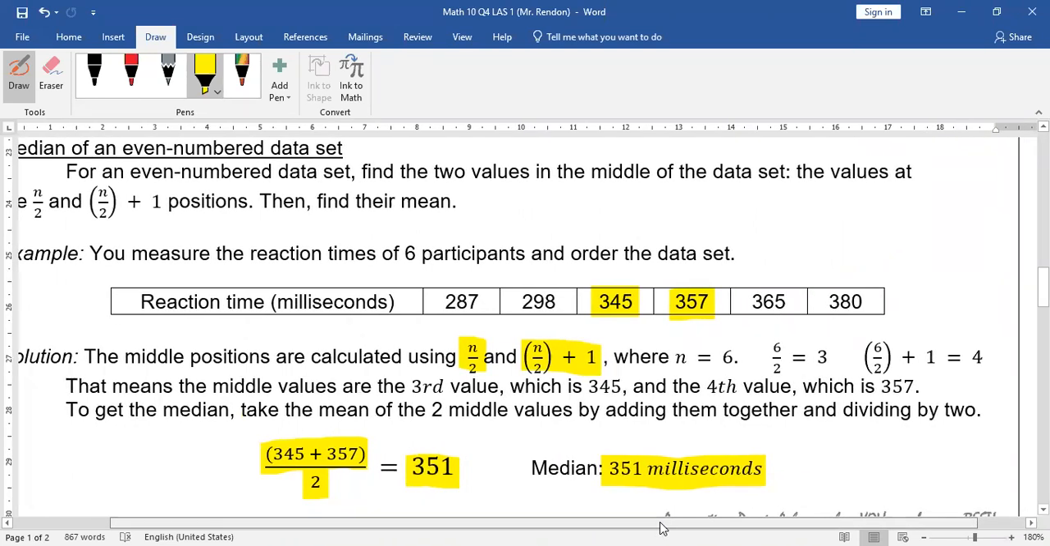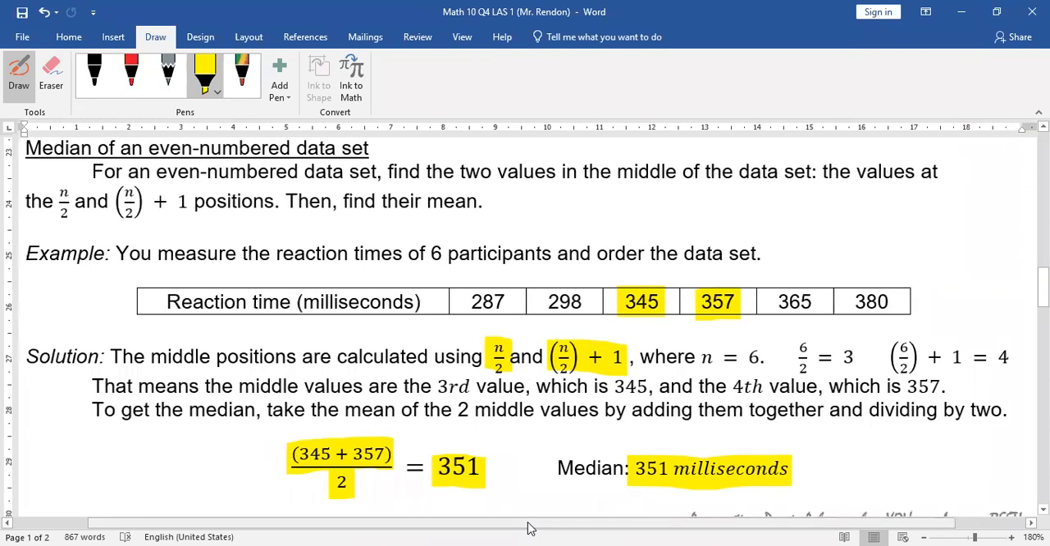Sir, pwede ba nga may decimal yung answer? Pwede gid. A median has no restriction. Kung decimal man imo sabat, that is still the median. You don't need to round it off. Okay, questions for median?